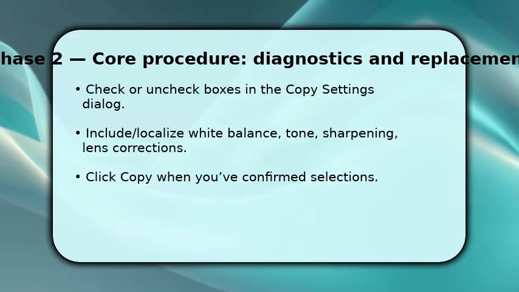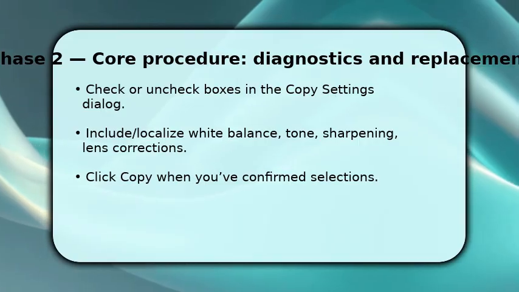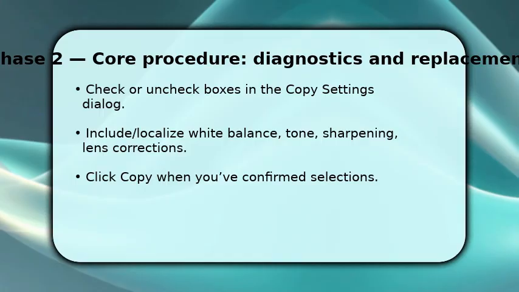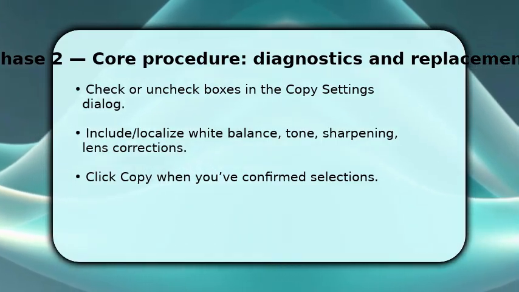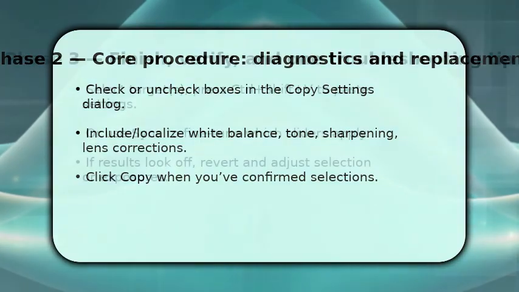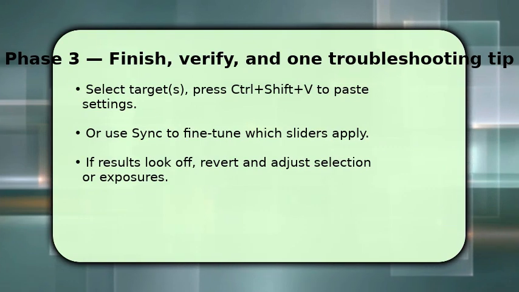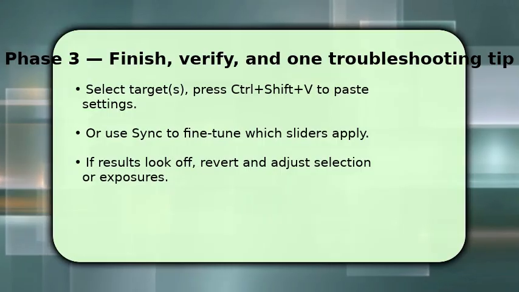Next, select the target image or multiple images in Library or Develop. Make sure the target images are similar in exposure and color space to reduce mismatches. With the target selected, paste the settings using Ctrl+Shift+V or choose Settings, Paste Settings. Alternatively, use Sync to review and toggle specific sliders before confirming. Sync is ideal for batches.